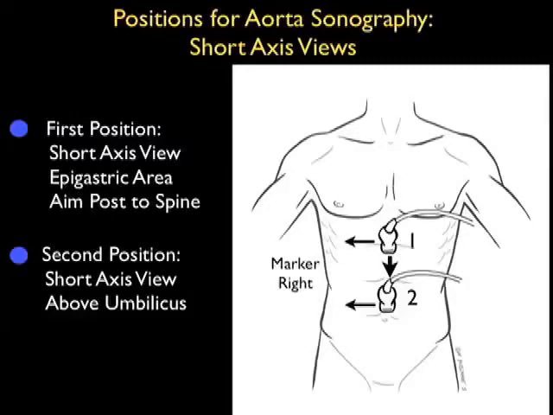Then we should slide the probe inferiorly to probe position 2 here, as shown in the supraumbilical region. This will allow us to visualize the entire part of the abdominal aorta all the way down to bifurcation.